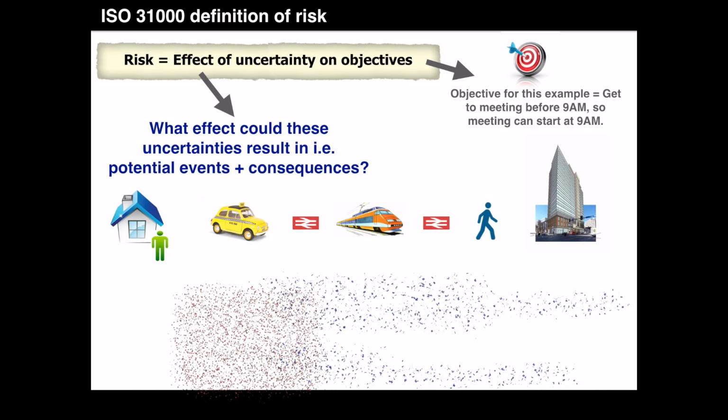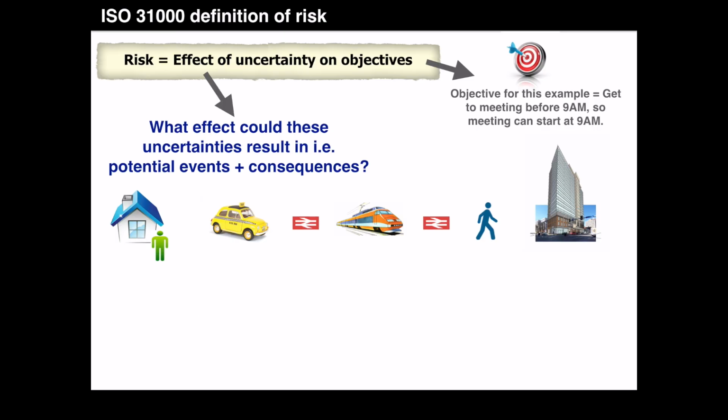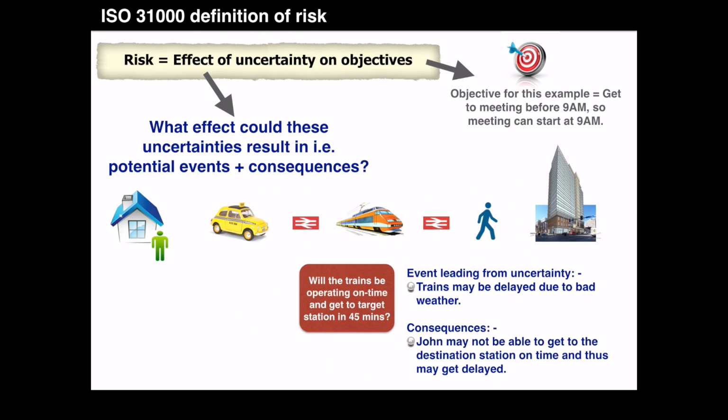For our second uncertainty, the potential event may be that the taxi union calls a strike in the morning, and hence the taxi John has booked does not arrive to pick him up. The consequence of this event may be that John is unable to travel and get to his meeting. For our third uncertainty, the potential event may be that trains may be delayed due to bad weather. Due to this, John will not be able to get to the target station on time and hence may get delayed for his meeting.